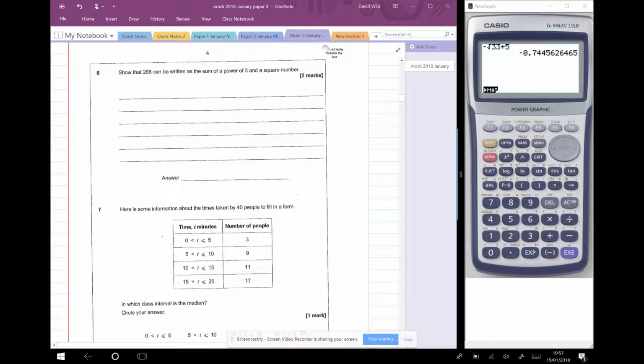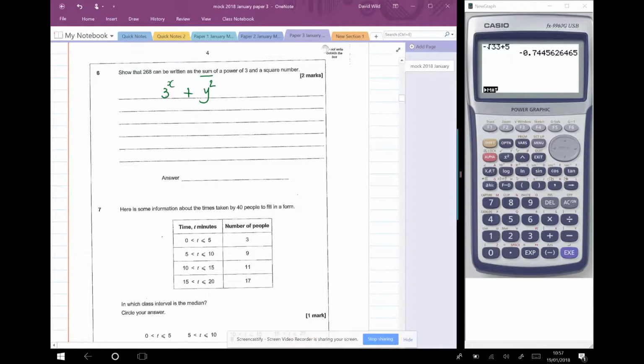Question 6. Show that 268 can be written as the sum, so we've got a sum, of a power of 3, so we've got the power of 3 to the something, and some sort of square number. Okay, so we need to try and find x's and y's of 268. Alright, so what fits that? Well, we could do this by trial and error.